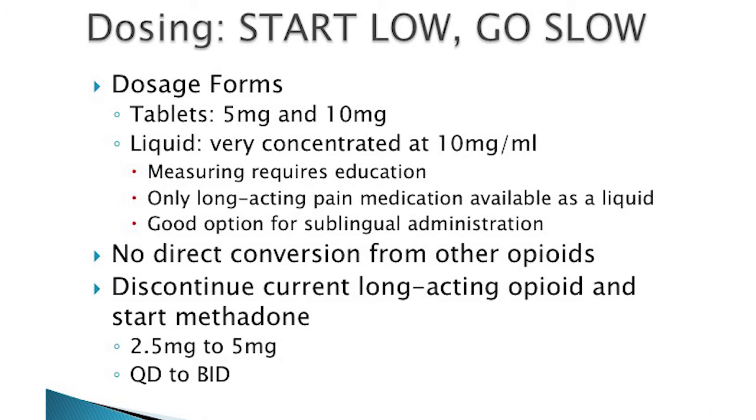So when you want to start methadone, for one of the reasons we talked about, you would DC the current long-acting opioid, whether it's morphine or oxycodone or something else, and start methadone at a dose of 2.5 or 5 milligrams, and that can be dosed QD to BID. You maybe start with 2.5 a day for a very frail elderly patient who is naive to narcotic medications, and then on the other end, you could go 5 milligrams twice a day on maybe a younger patient who's already on a high dose of narcotics.